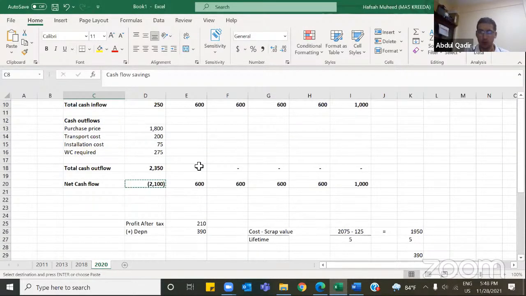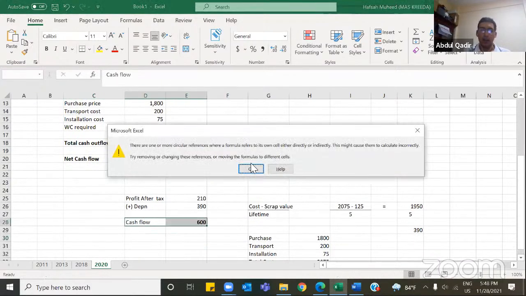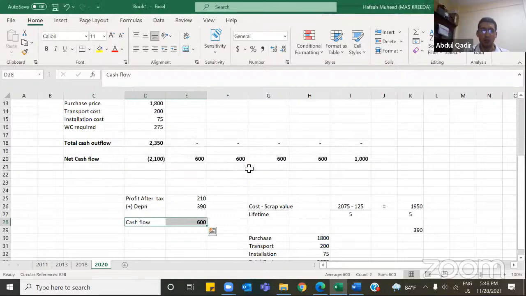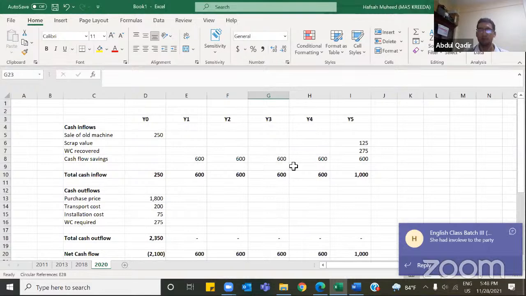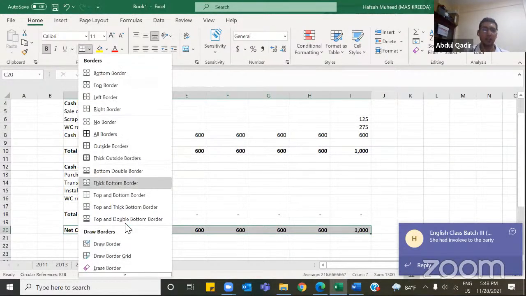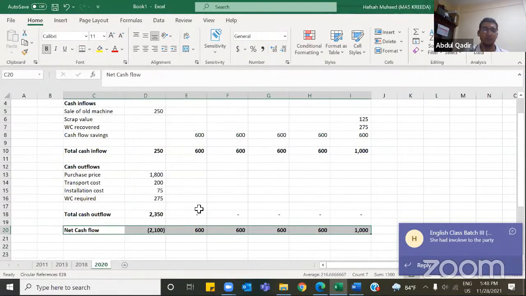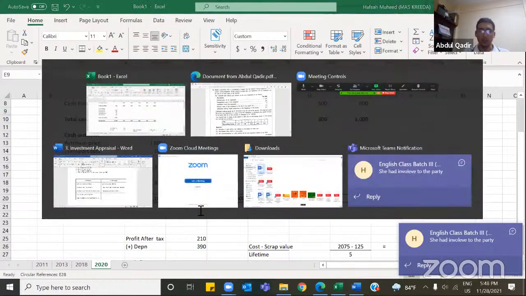So you can do the working separately, like how we did here, right? And then you can include that total amount. Then you can include that 600 totally here. I hope that question got answered. And this is your net cash flow. Right. So let's go to the question again. So that's part one. I hope it's clear.